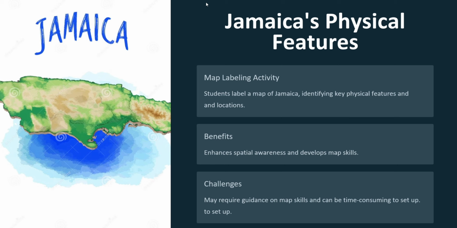So a Jamaican map labeling activity also allows students to learn about the country's physical features, which also includes coastlines as well. How will we use this? Students can label a map of Jamaica, identifying key physical features and their locations, and this will be catered for grade 5 students. The advantage of this is that it enhances spatial awareness, develops map skills, and encourages critical thinking. Some challenges are that students may require guidance on map skills, and it can be time consuming to set up.